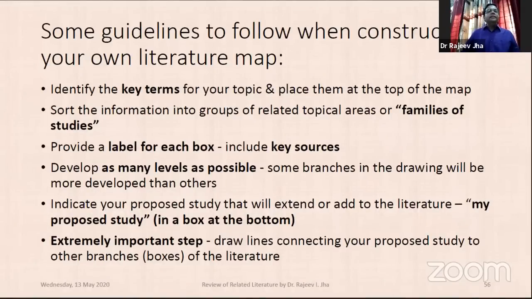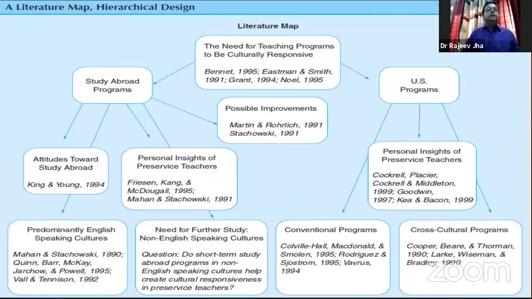This I've covered in some way, so I will be showing it visually. Okay, so the literature map could be hierarchical. For example, in this case, you find that the various studies are linked with the concepts and their authors and the year and their findings.